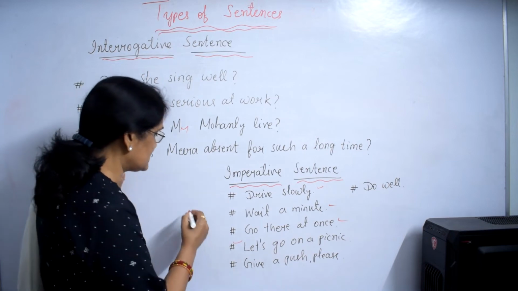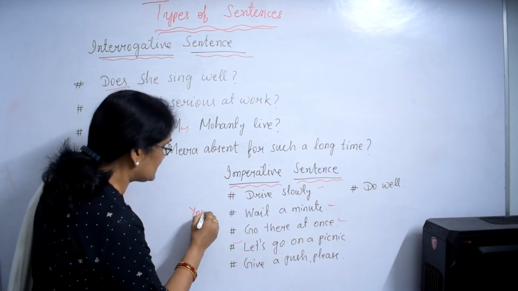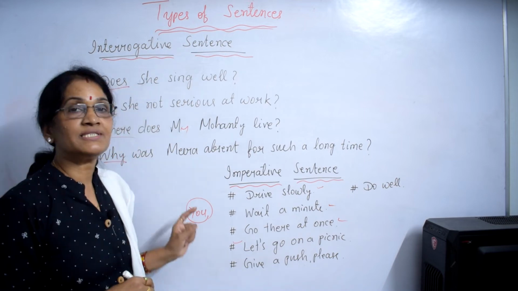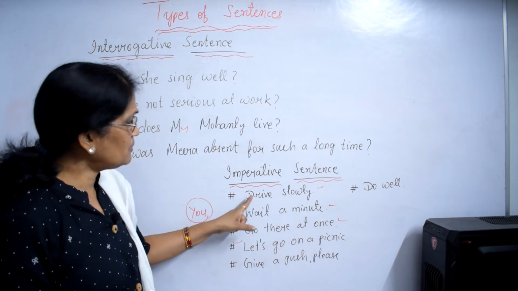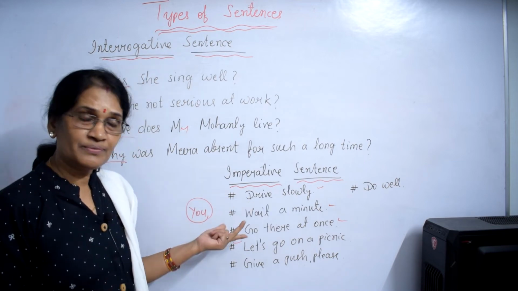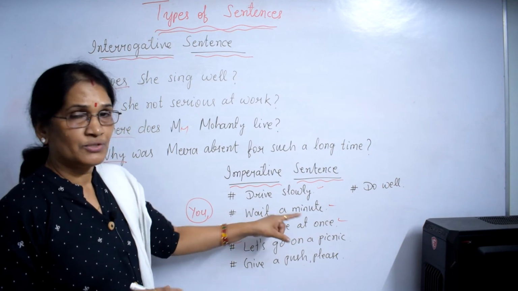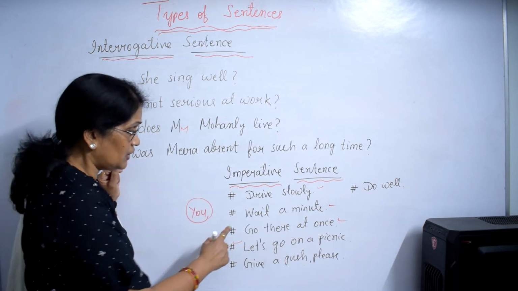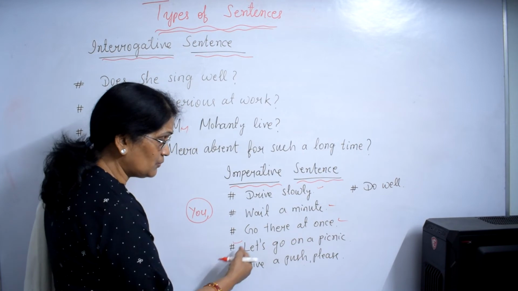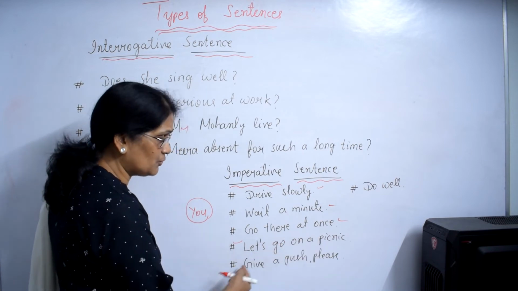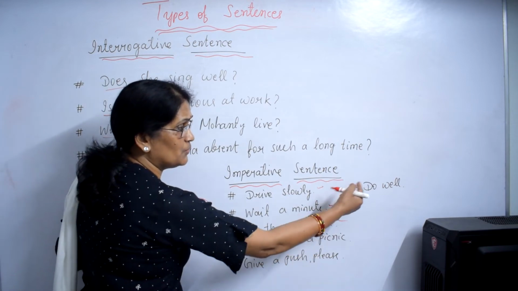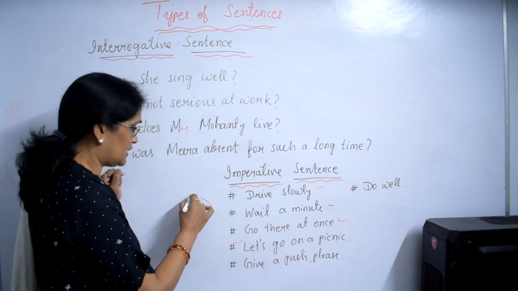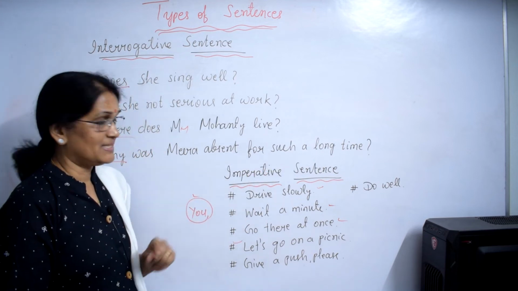So, the common subject of imperative sentences is you. You don't write the subject. Why? Because it is a common subject. You drive slowly, you don't write you. You wait a minute, we don't write you. You go there at once. You give a push please. You do well. As the common subject is you, we don't write the subject.